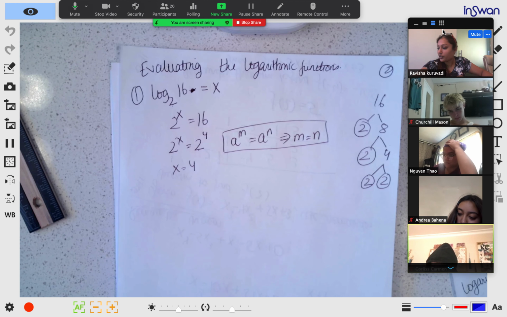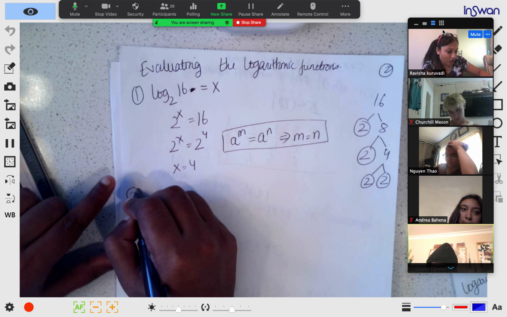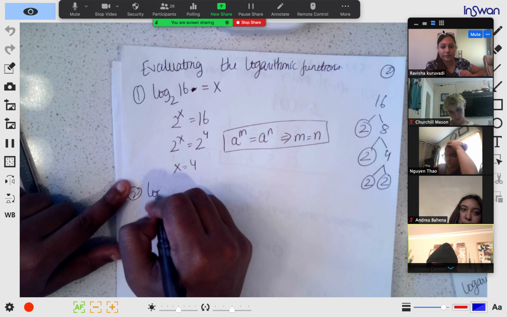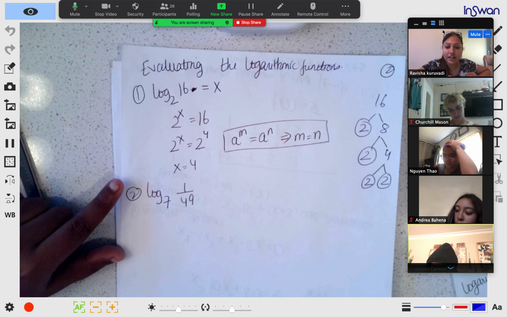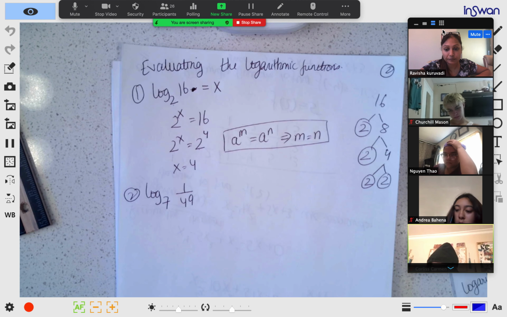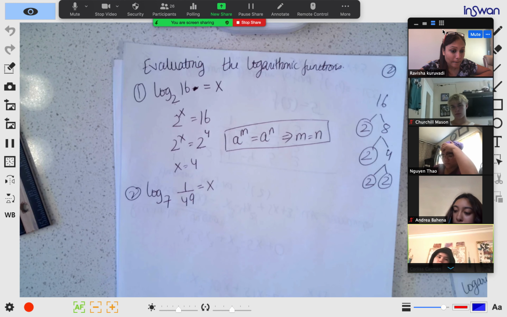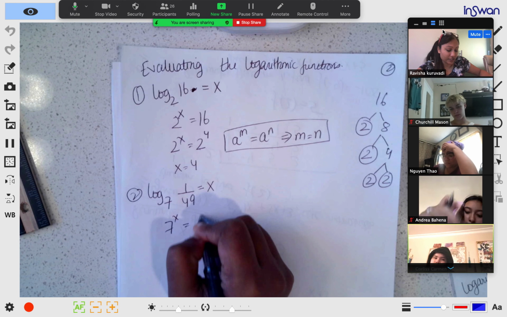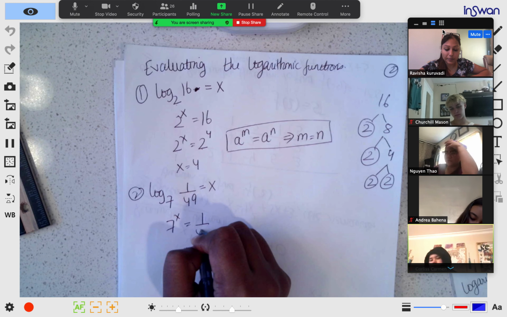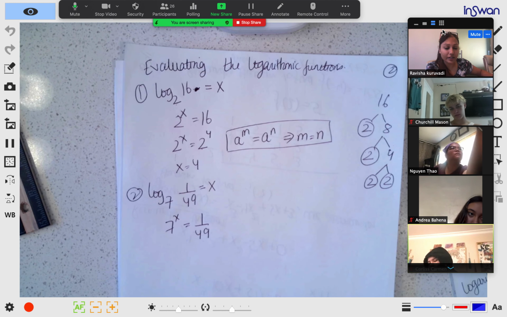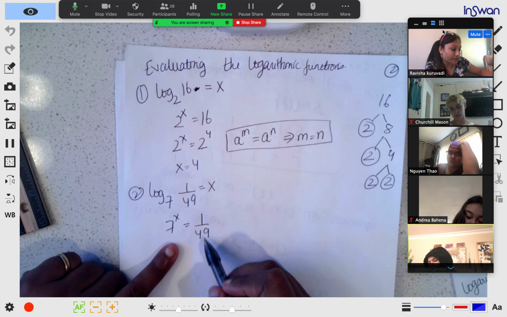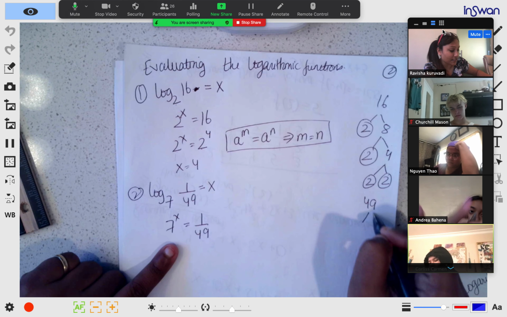Let's do one more example here. So you have log base 7 of 1 over 49. You have to find the value of this. Carmen, can you help me? I put it equal to x. Convert it into exponential. 7 to the x equals 1 over 49. Yes, exactly. Really good. Okay, I'm going to make factors of 49. I know 49 is 7 times 7, so it is 7 squared.